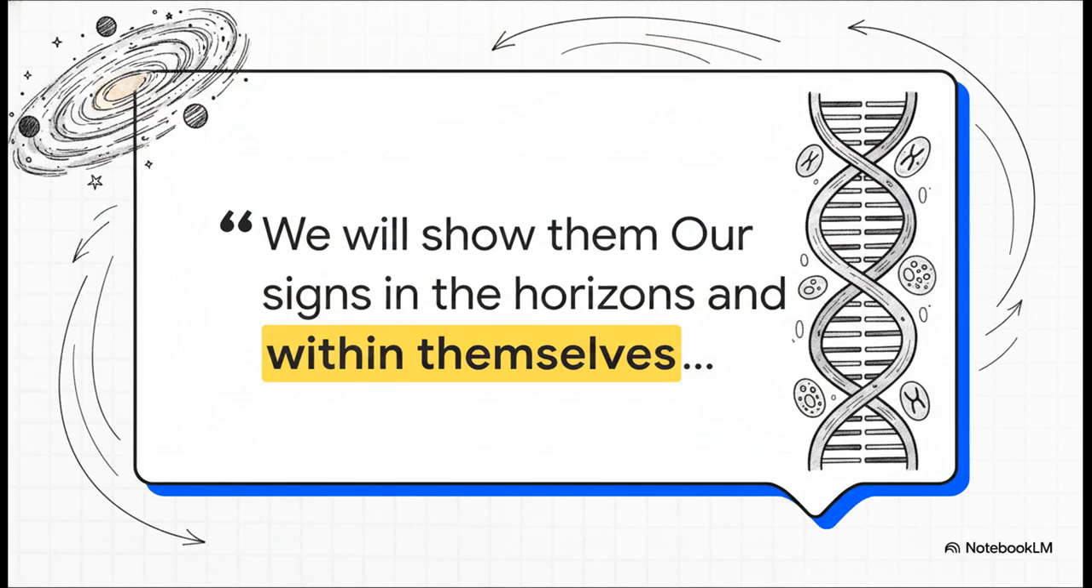Take coordinate 4153. We will show them our signs in the horizons and within themselves. The framework maps the specific verse to the idea that the local execution node of this grand topology is physically located within themselves. And by that, it means specifically inside the human chromosome. The universe is the macro horizon, and your DNA is the micro execution node.